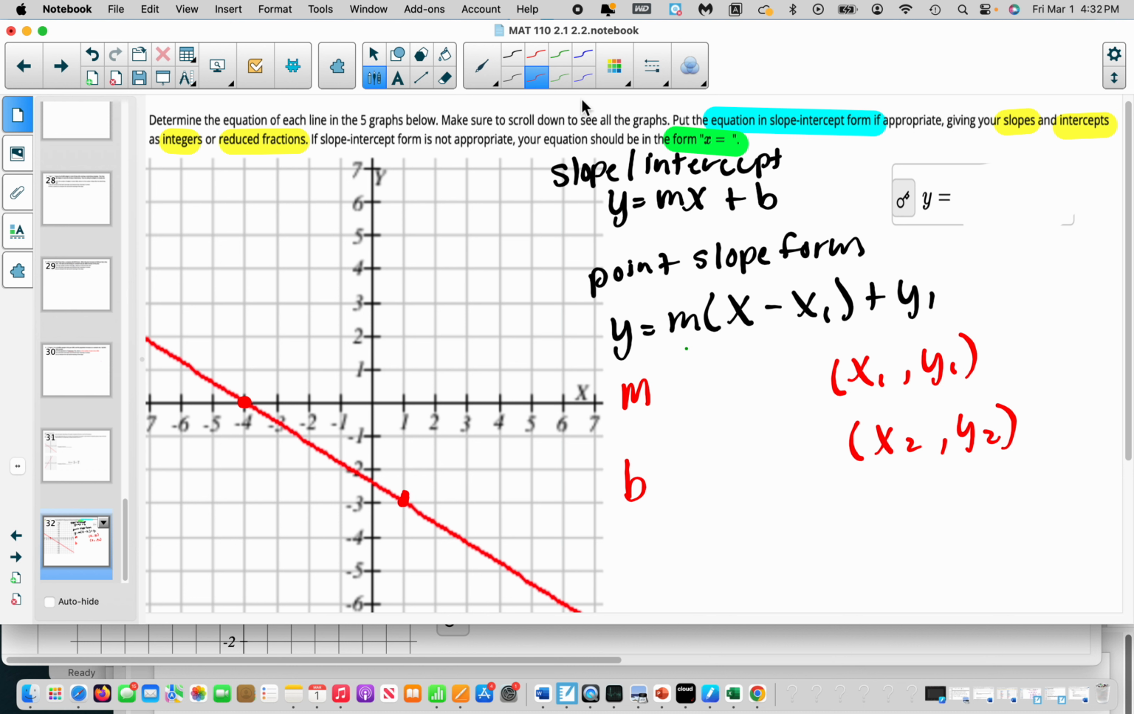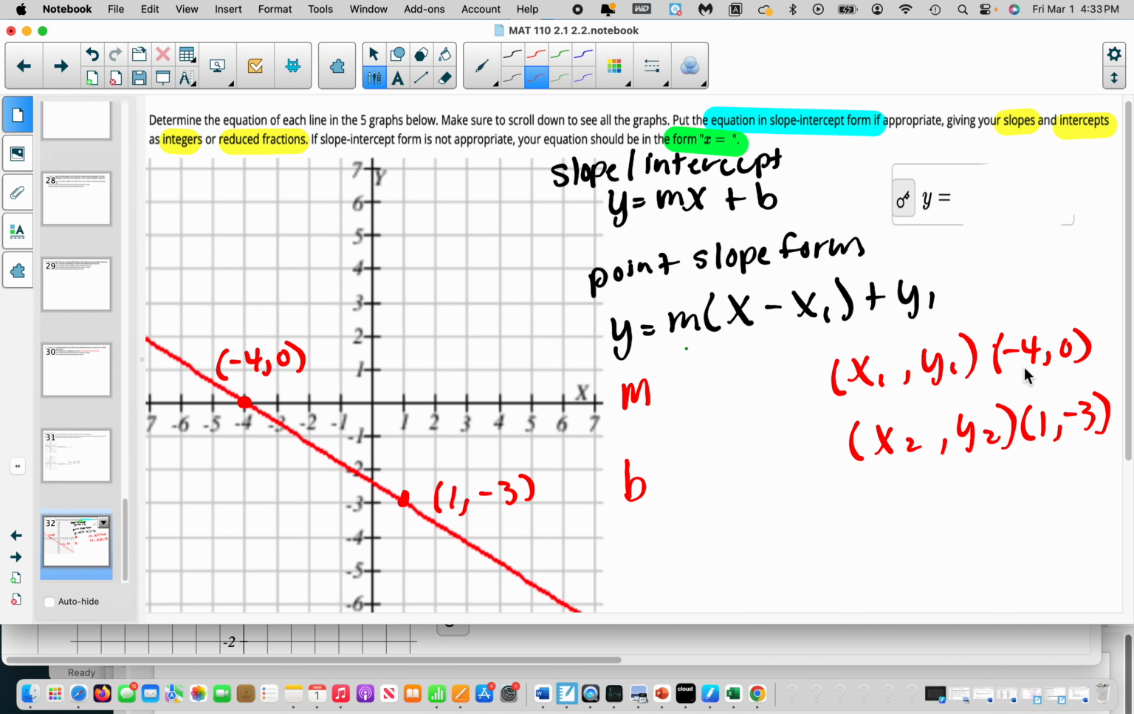There's a couple of ways I could do this. This point here is -4, 0. My x value is -4, my y value is 0. Here, my x value is 1, and my y value is -3. So I have 2 points here. Let's call the first one x1, y1, and let's call my second point, 1, -3, x2, y2.